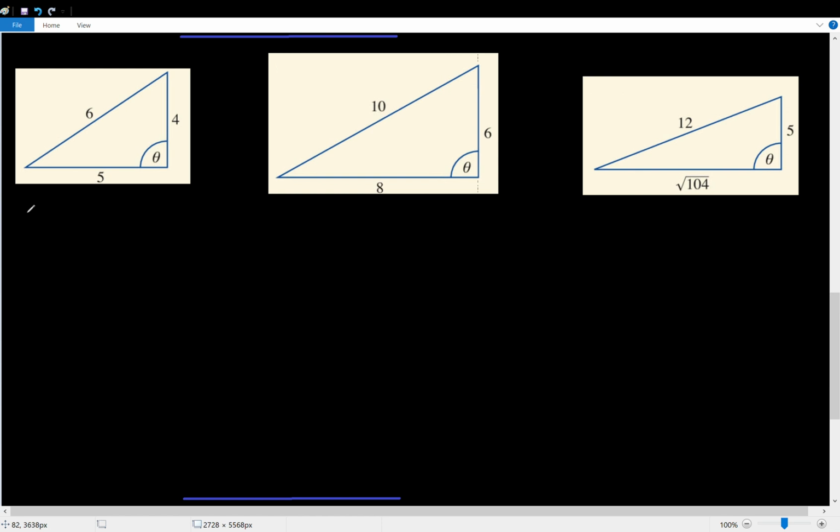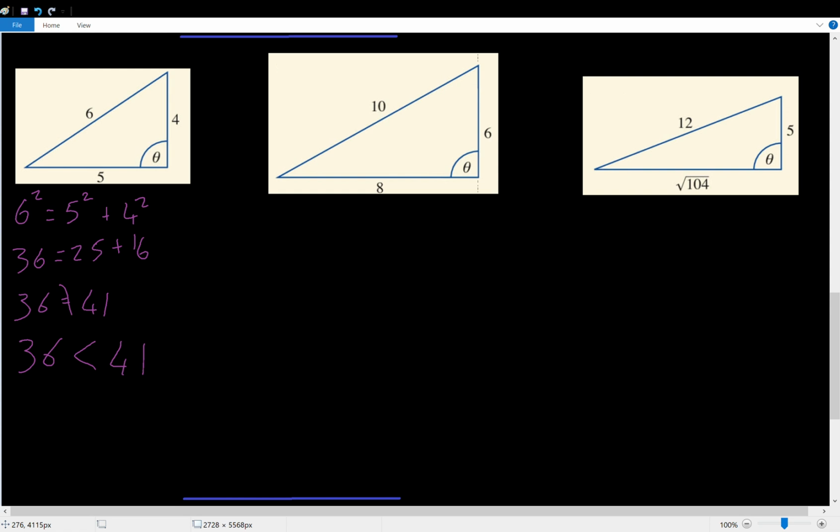So if we put together our equation, we get 6 squared is equal to 5 squared plus 4 squared, which means we have 36 is equal to 25 plus 16, which means we get 36 is equal to 41. But 36 is smaller than 41. It's not equal to. So it's actually not equal to 41. So that means that this is not a right angle triangle.